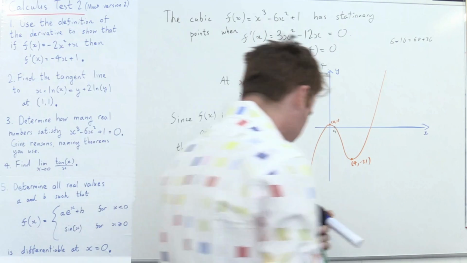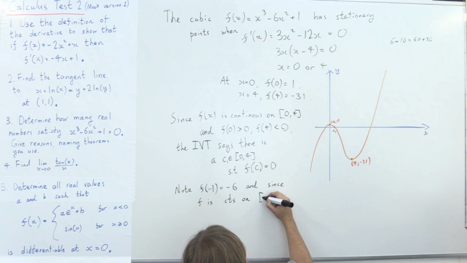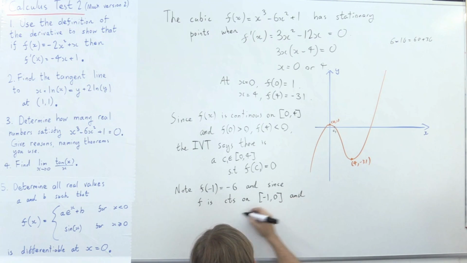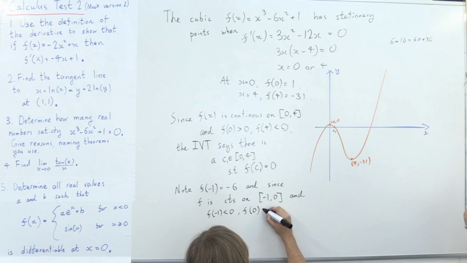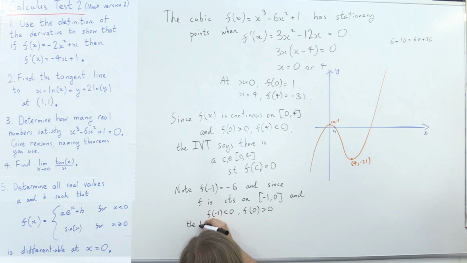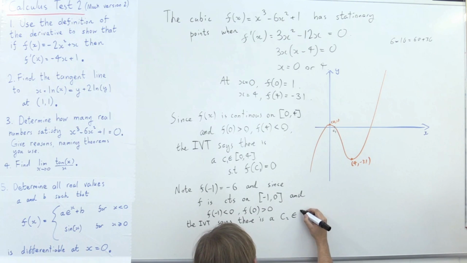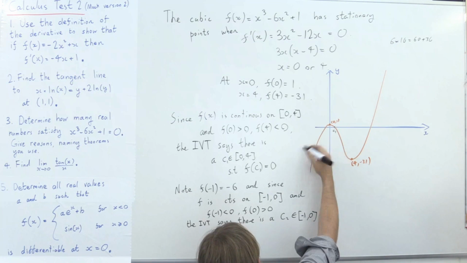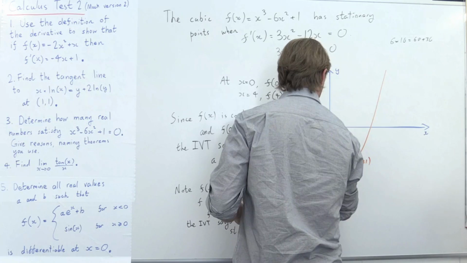And let's just state it again. Since f is continuous on the interval -1 up to 0, and now we found that we went from a negative number to a positive number, the intermediate value theorem says there is a C, the second one we found, somewhere in -1 to 0, such that f of C2 equals 0. So if I look at -1, there's another value here, C2.